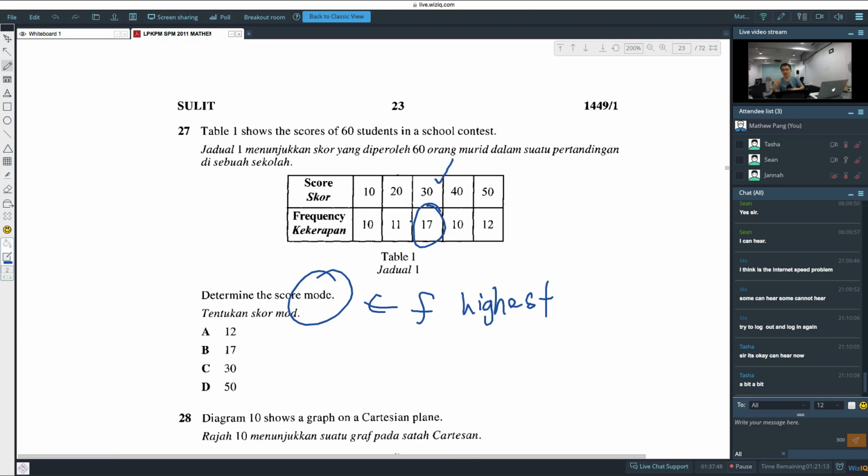The 17 only tells you the frequency, but it is not the mode score. So the answer will be 30. If you circle B, you will get it wrong. It's not 17, okay? 17 is just the highest frequency. So we have to read back what the score is, which is 30.